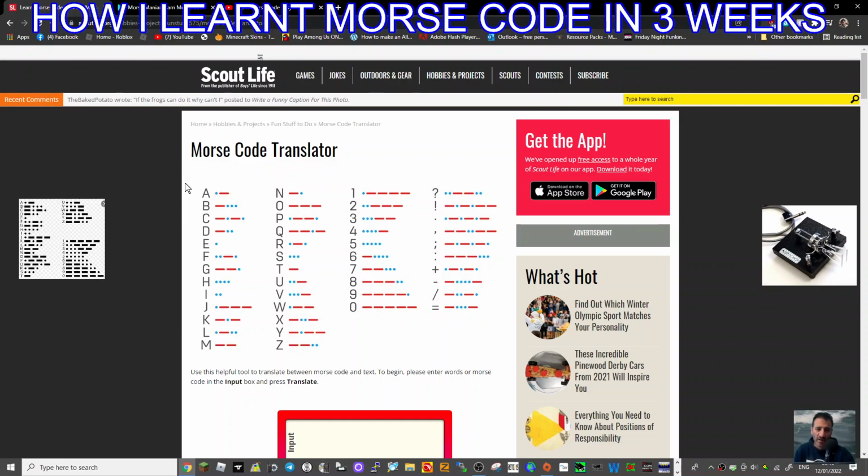So finally I'm starting to get somewhere with Morse code. I can sit there now with a paddle and I can pretty much type out any word I like. So how have I done this in about 3 weeks? Well, a couple of systems.